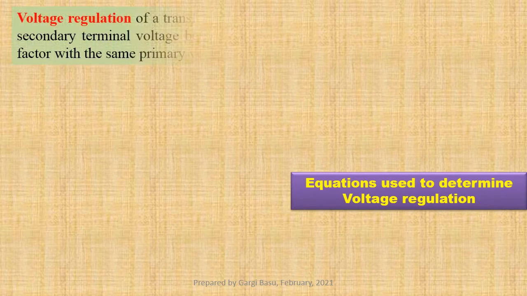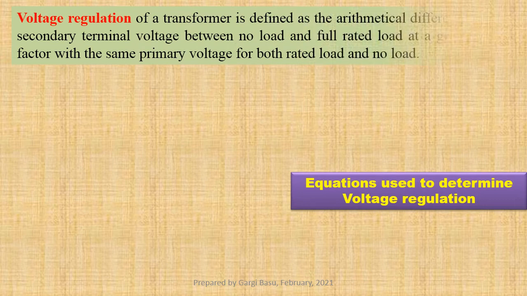Voltage regulation of a transformer is defined as the arithmetical difference in the secondary terminal voltage between no load and full rated load at a given power factor with the same primary voltage for both rated load and no load.